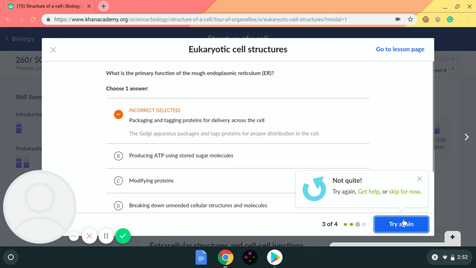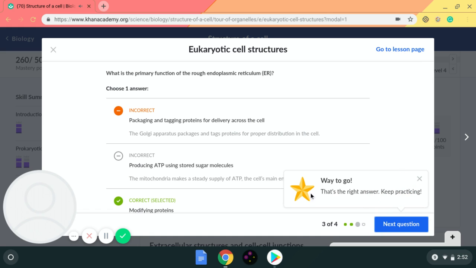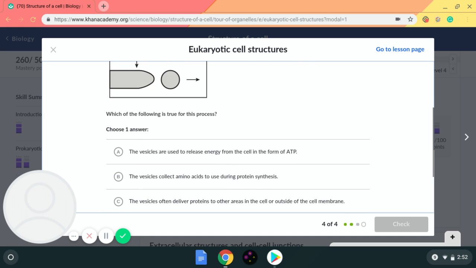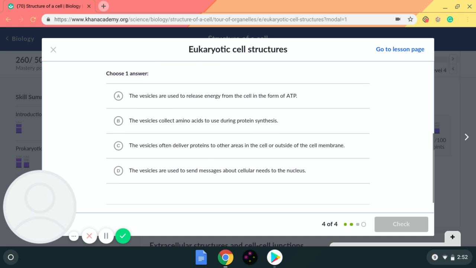So the answer is A. Oops. Okay, never mind. It's modifying proteins, isn't it? Yep, my bad. It's the Golgi apparatus that does that. We all make mistakes. But part of the membrane of the Golgi pinches off and moves away in the form of a vesicle. Which of the following is true for this process?